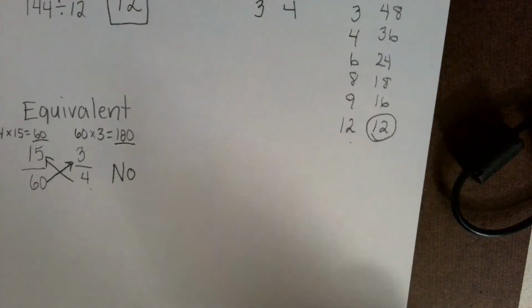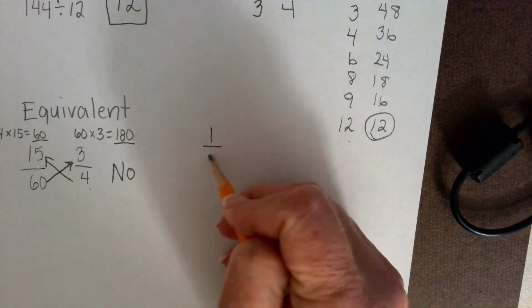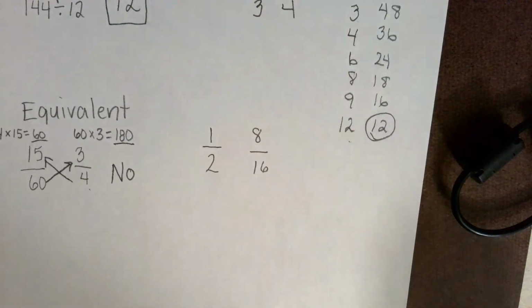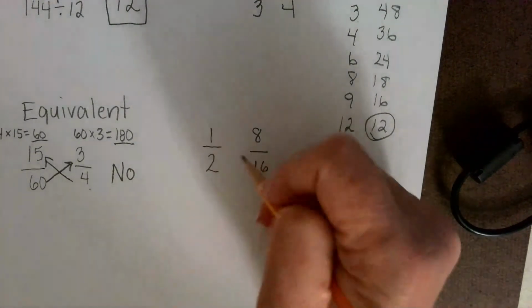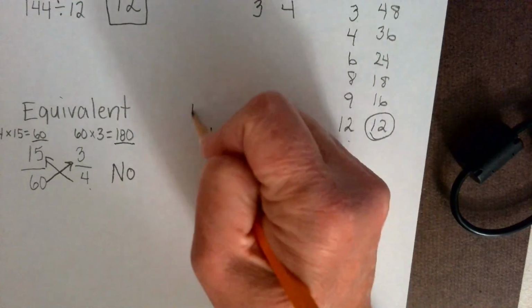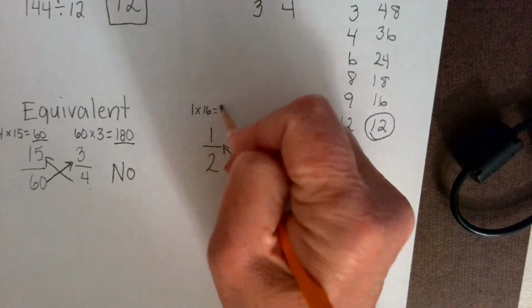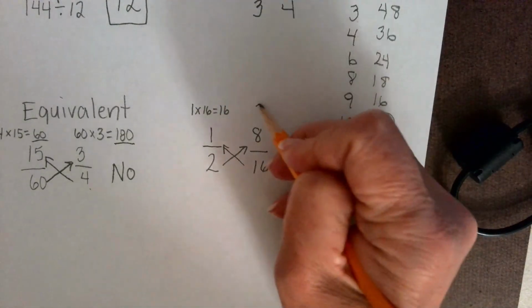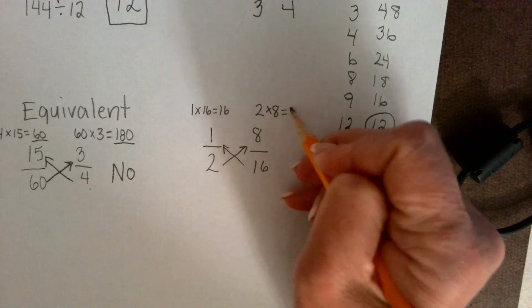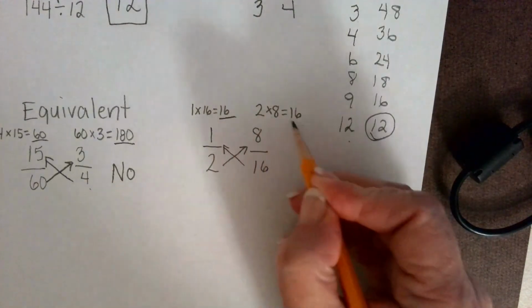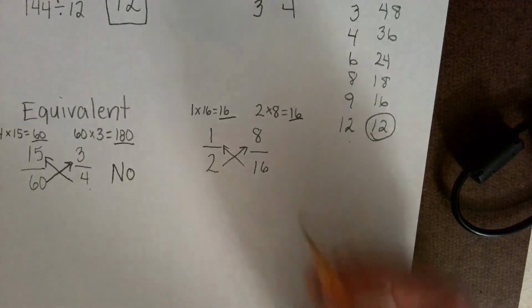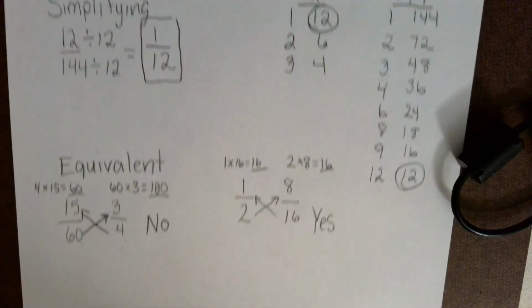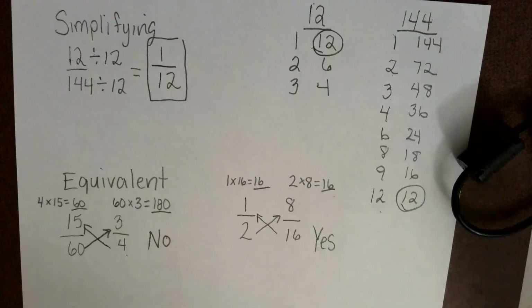If I had like the fraction 1/2 and 8/16, and I was trying to see if that was equivalent, I would do 1 times 16, and that equals 16. And then I would do 2 times 8. That equals 16. If my answer is the same when I cross multiply, then that would mean yes, they are equivalent. I hope that that helps you a little bit today with your starters.